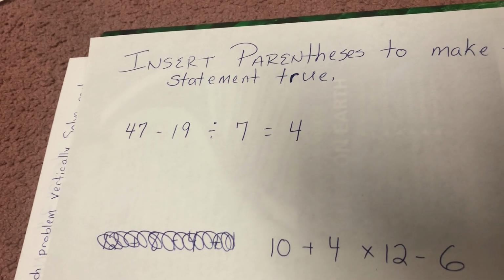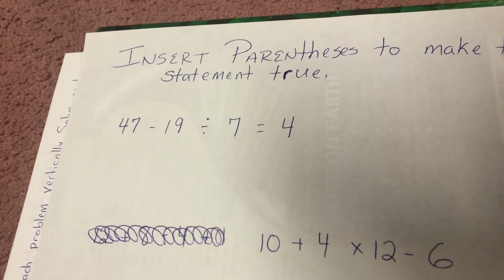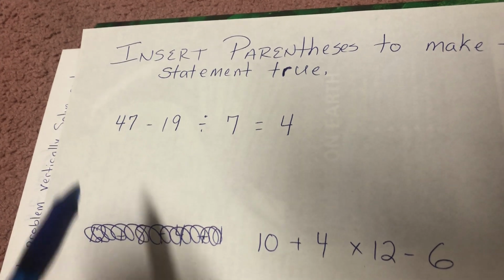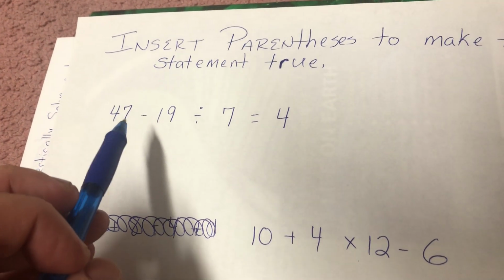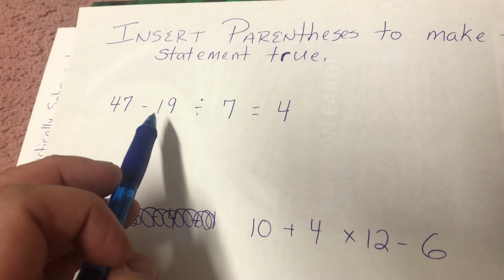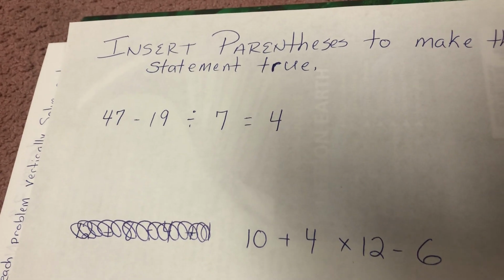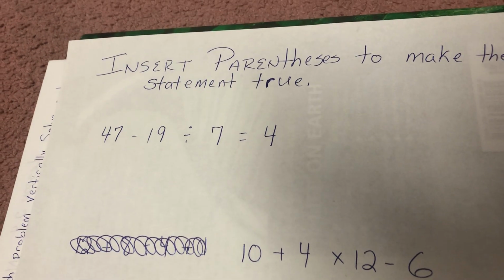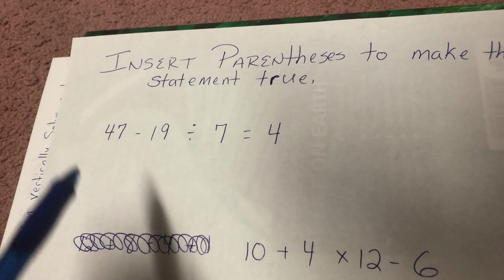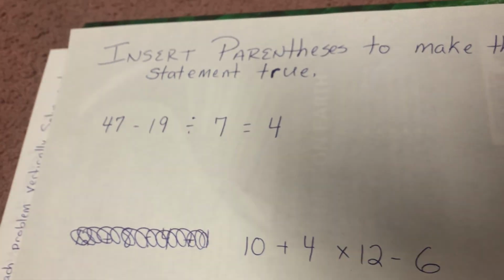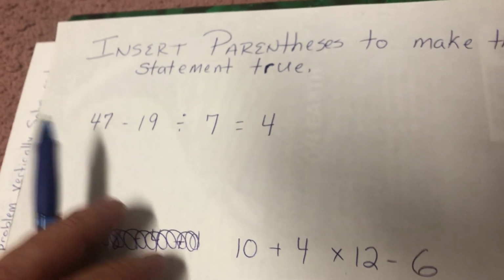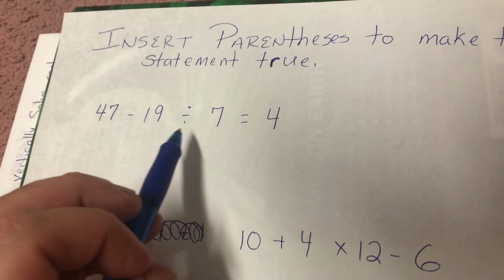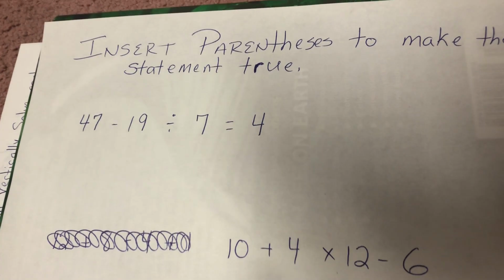And it's going to be your job to put parentheses around a problem. Like in this one, I might put parentheses around 47 minus 19, or I could put the parentheses around 19 divided by 7. Around one of those is going to make the final answer 4. So let's just try this. 47 minus 19 divided by 7 equals 4.